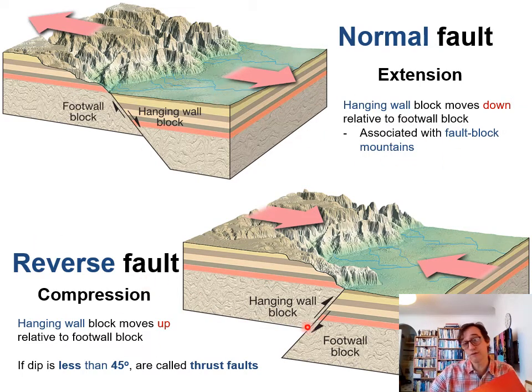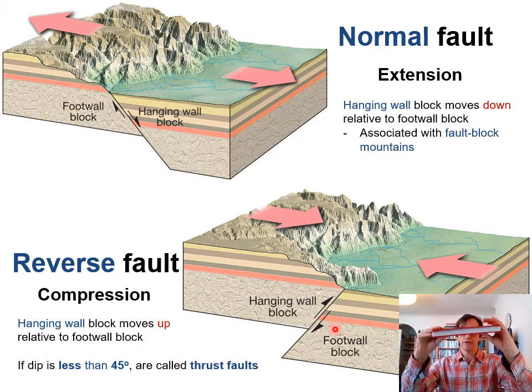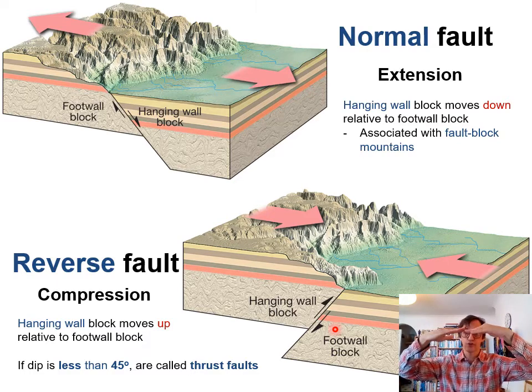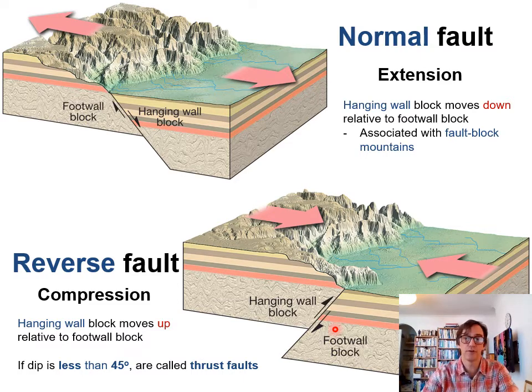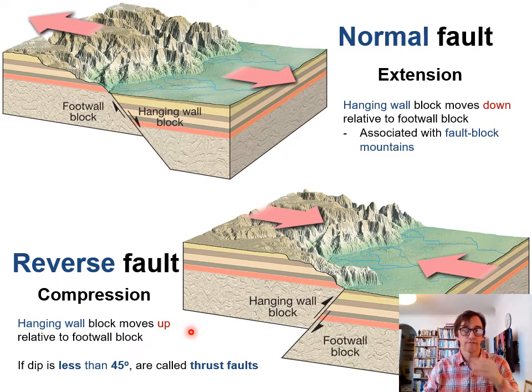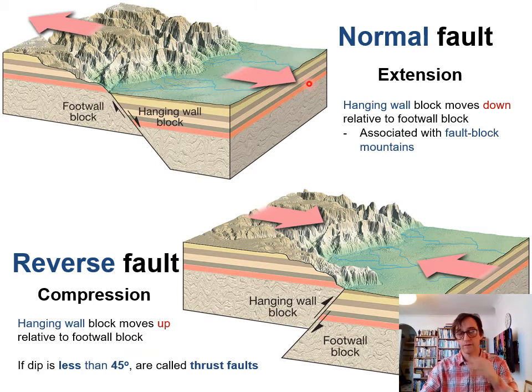The reverse fault is the other way around. Here it's compression. The original Earth is flat, but it's compressive, so basically one bit slides over the other to shorten the Earth's crust, along these fracture planes, these faults. Here the hanging wall moves up relative to the footwall, instead of moving down. If the dip is less than 45 degrees, a shallow angle, we have what's called a thrust fault, a type of reverse fault.